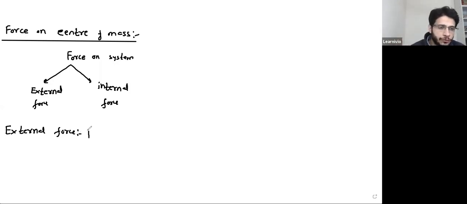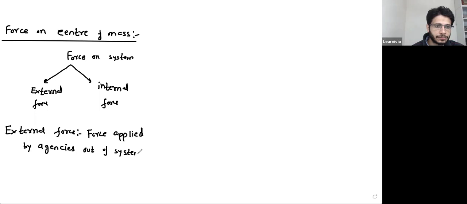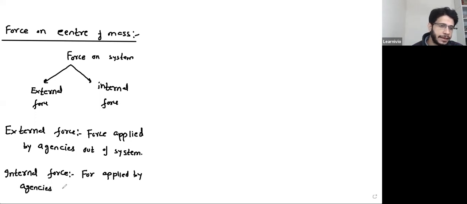So external force means force applied by agencies out of system. And internal force means force applied by agencies of the system.